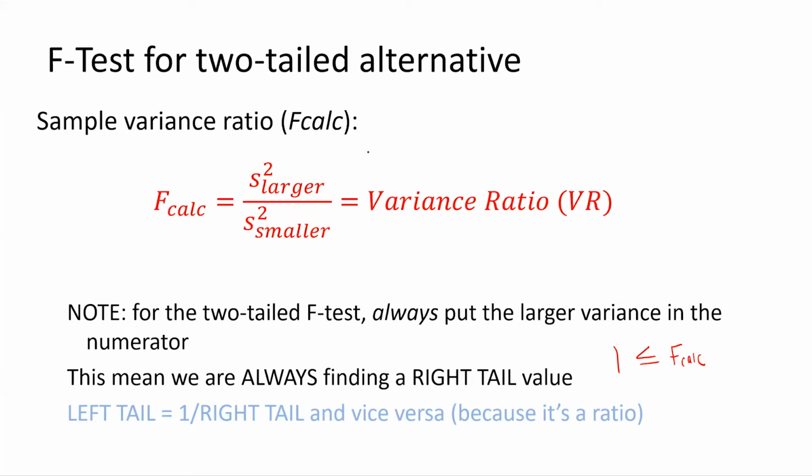If you calculate an F calc and your value is less than 1, you need to switch the variances. You will lose points if you don't switch your variances. If your F calc is less than 1, you need to switch them. Okay.